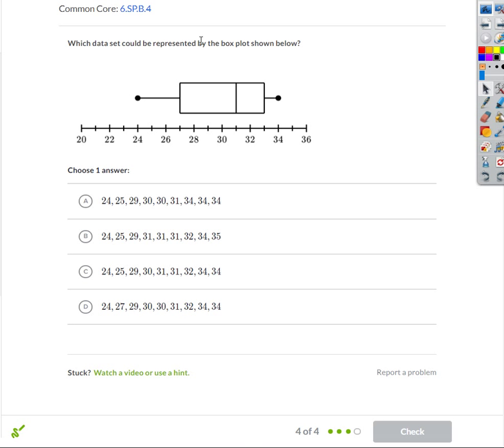So let's do one more. Which data set can be represented by the box plots shown below? Again, we know that we're looking at the minimum, and then Q1, and then the median, Q3 here, and then the maximum is right here. So our maximum is right here.